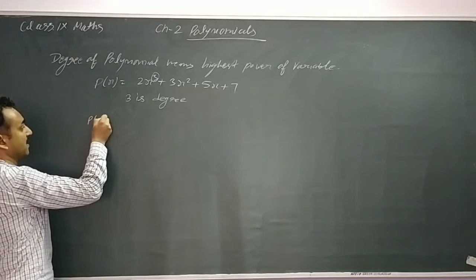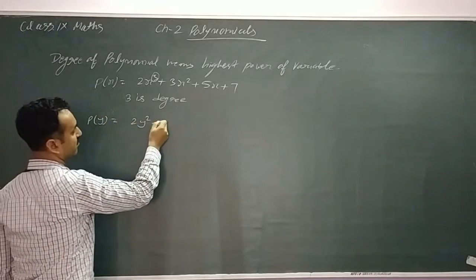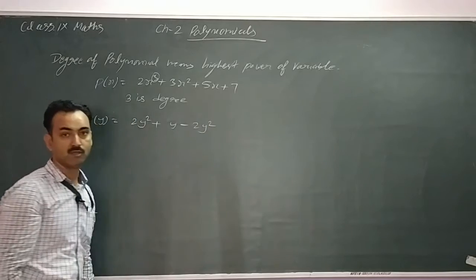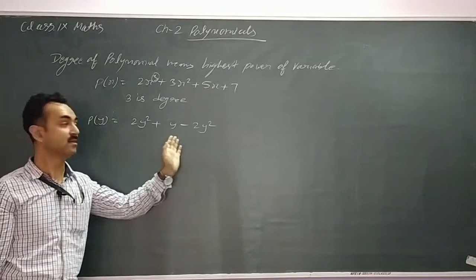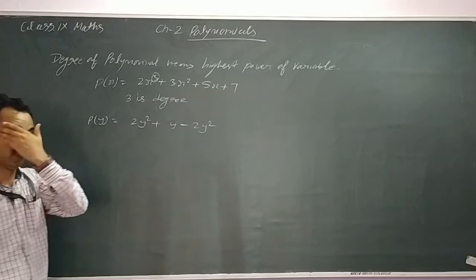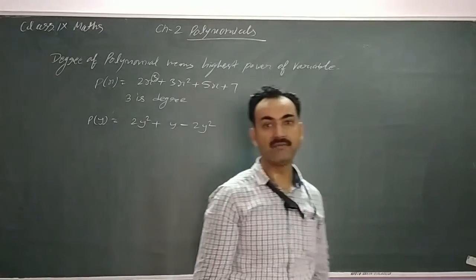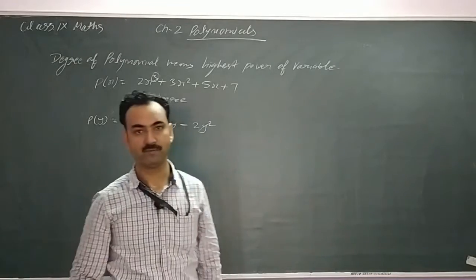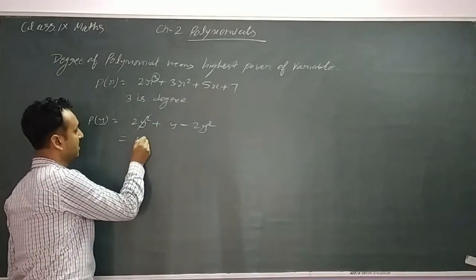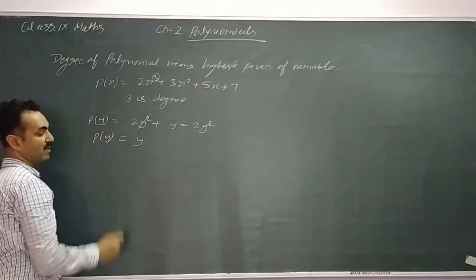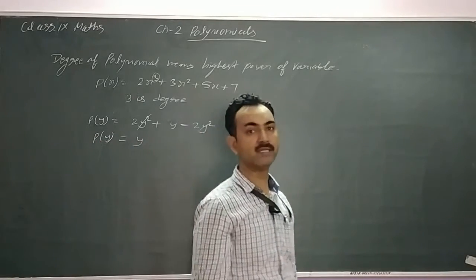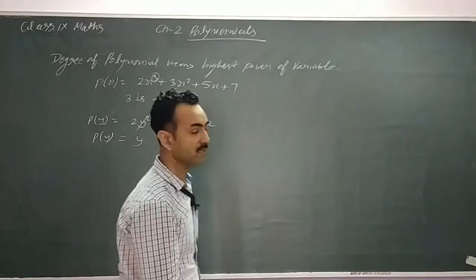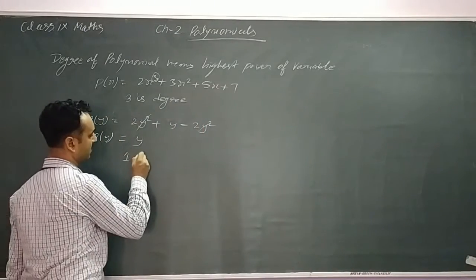Suppose another question like p(y) = 2y² + y − 2y². By mere observation you might think the degree is 2, but here the degree is not 2. After simplification, 2y² and −2y² cancel out, so only y remains. So p(y) = y. You can see the highest power of y is 1, so the degree is 1.